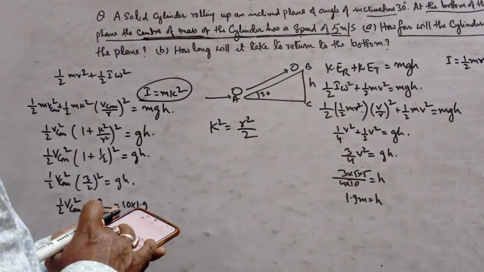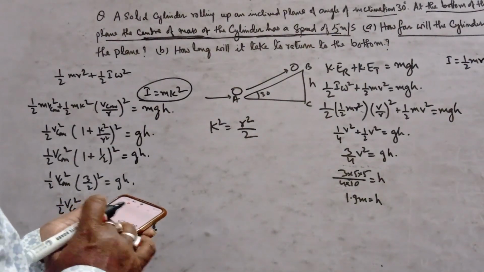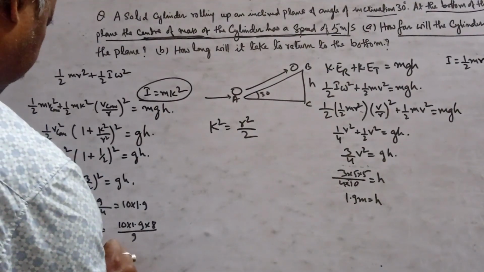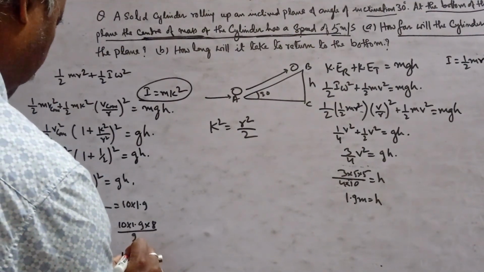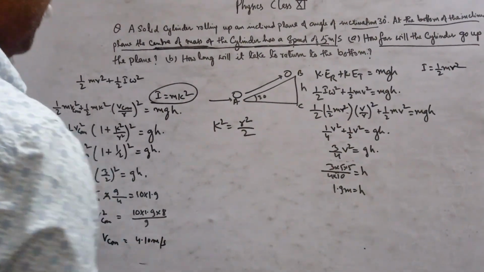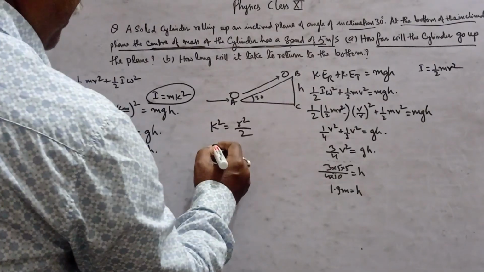So let me take the square root of 16.88. So your V center of mass will come out to be 4.10 meter per second. So time taken: it has traveled through this AB distance. So we will find out the value of AB.